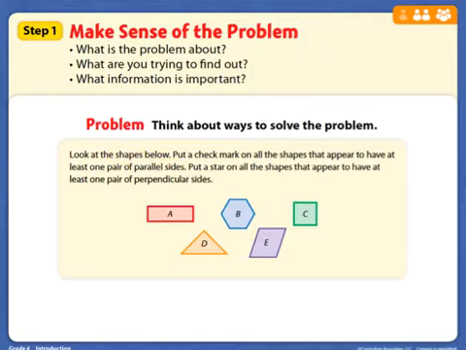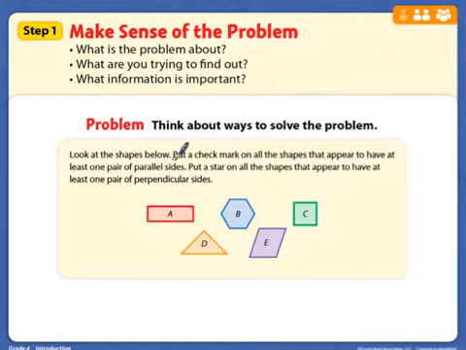So now we're going to read it again. Look at the shapes below. Put a check mark on all the shapes that appear to have at least one pair of parallel sides. Put a star on all the shapes that appear to have at least one pair of perpendicular sides. So this problem doesn't have an actual question, it has instructions.